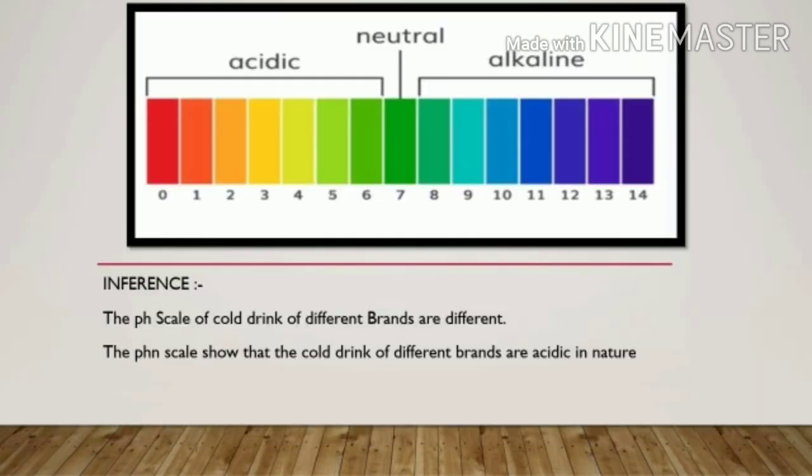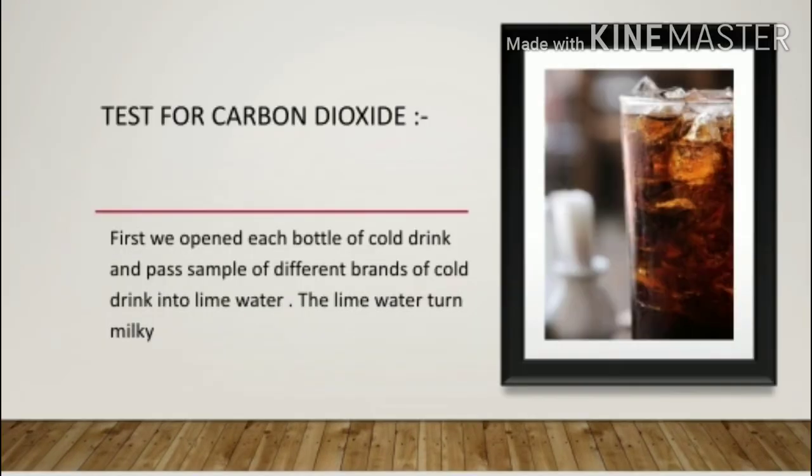Now the reference is that the pH scales of the cold drinks of different brands are different. The pH scale shows that each of the cold drinks of different brands is acidic in nature. The second is the test for carbon dioxide. For the test of carbon dioxide, first we take the sample of each cold drink and pass it into the lime water. And we observe that the lime water turned milky. This is the sign of presence of carbon dioxide.